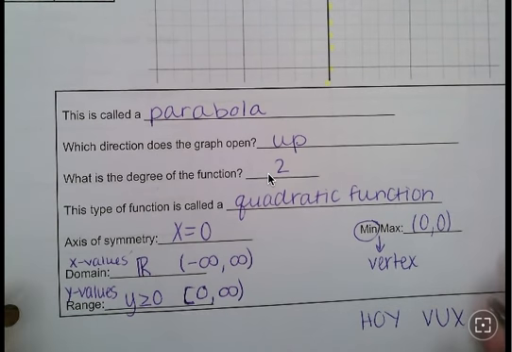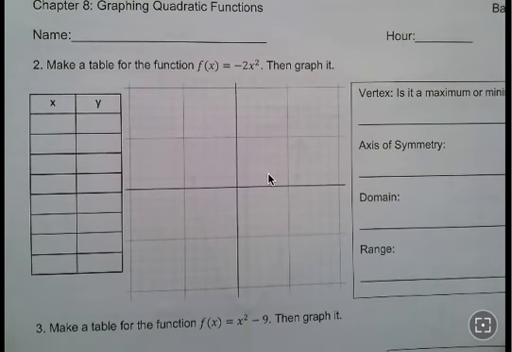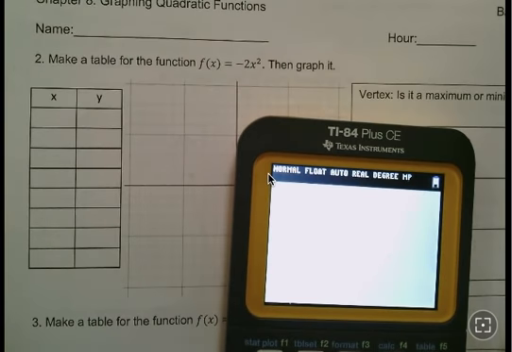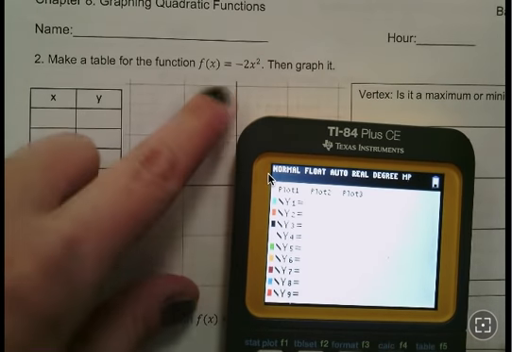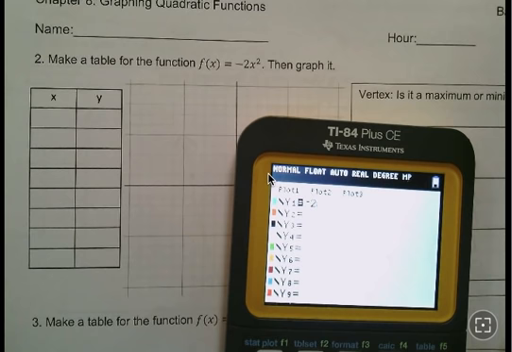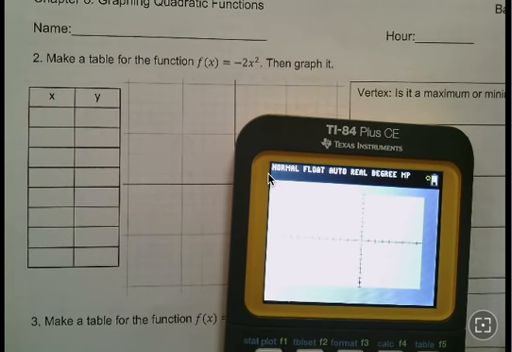Okay, let's do a couple more. Okay, this is where we're actually going to use the graphing calculator to do a lot of the work for us. So if I've got my graphing calculator here, okay, I'm going to go to y equals, and I'm going to plug in negative 2x to the power of 2. And then I'm going to go to my graph just so I can see the picture to make sure.